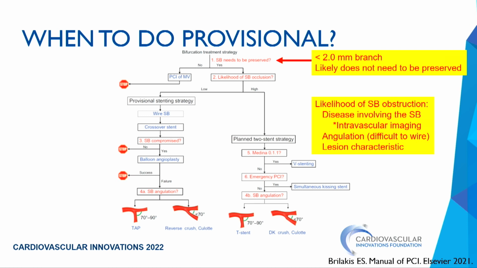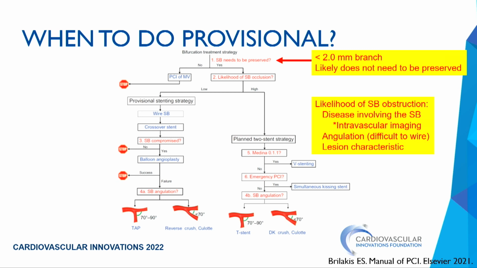All right, so just briefly, Lorenzo went into great detail about bifurcation, so I'm not going to recap the whole thing. But when to do provisional? The first question you ask is whether or not the side branch is worth saving. If you have a small side branch, less than 2 millimeters, it likely does not need to be preserved. Provisional stenting is performed if you have a side branch that is worth preserving and the likelihood of side branch obstruction from the main vessel stenting is low.